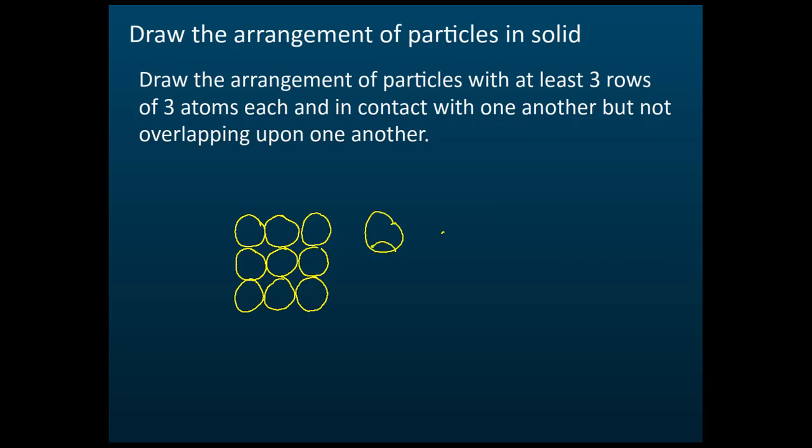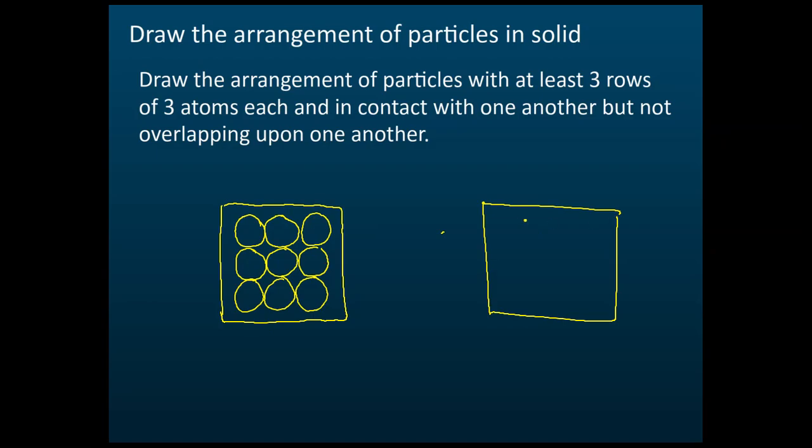Cannot overlap means don't draw like this. Okay, so that's for solid. Let's talk about gas first. One common mistake always made by students about drawing the particles in gas is this. The question asks just 3 rows, only at least 3. If you want to draw more, that's okay, 3 rows, 3 atoms, at least. More is okay, cannot be less.